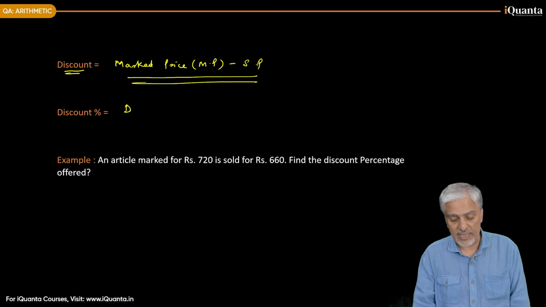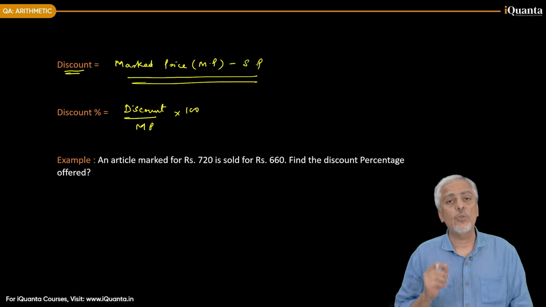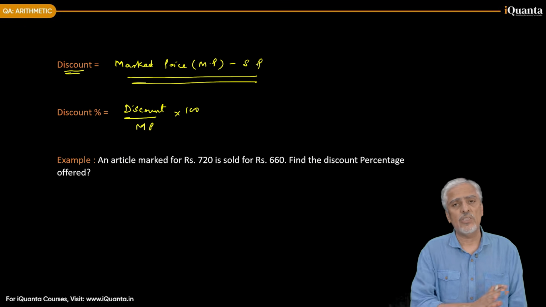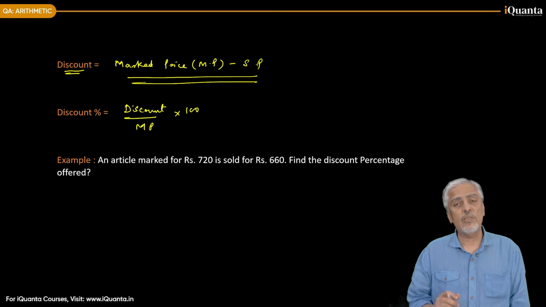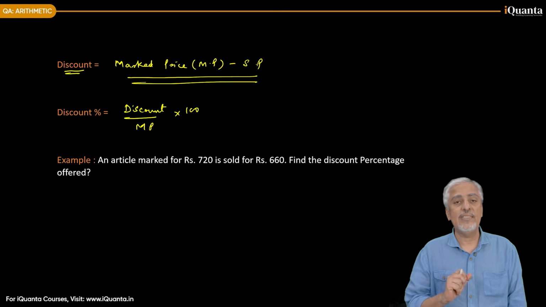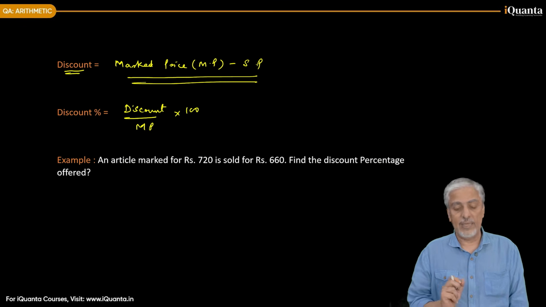And discount percentage will be discount, very importantly, upon the mark price into 100. So remember, you always offer discount on the mark price, never on the selling price, never on the cost price. In the cost price, that doesn't come in between. Discount relates only two things. It relates mark price and it relates selling price.